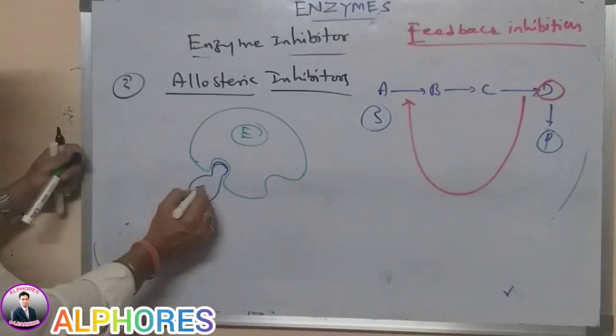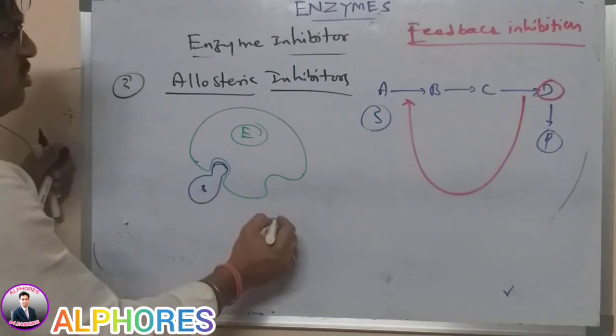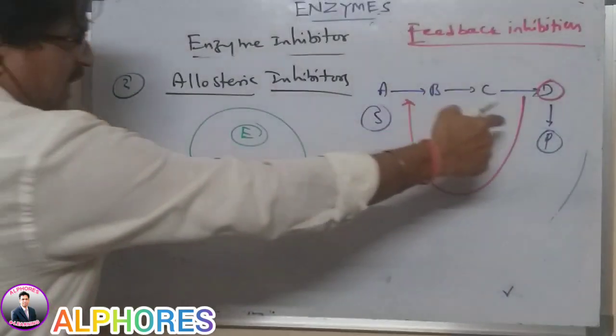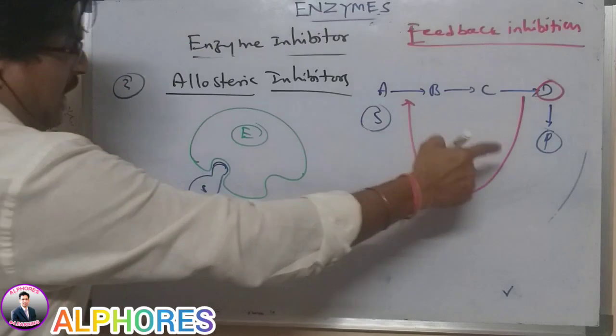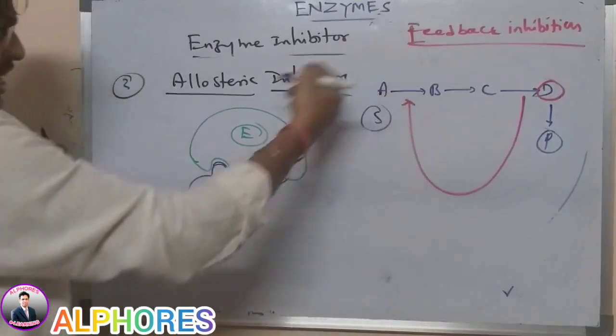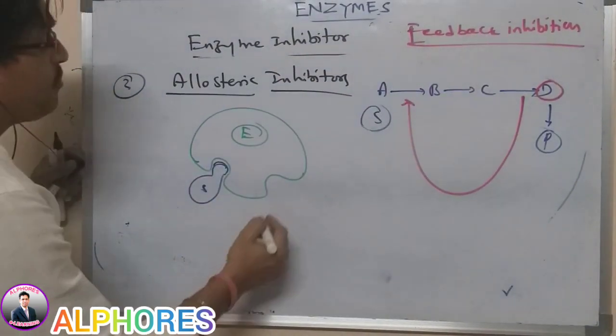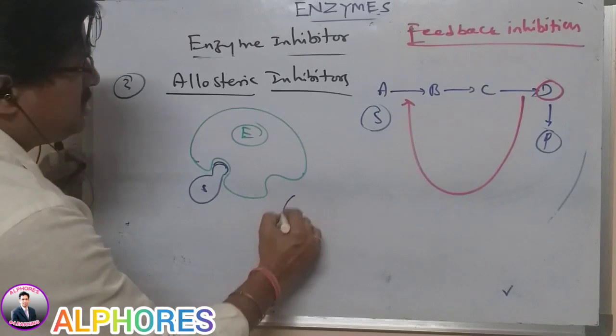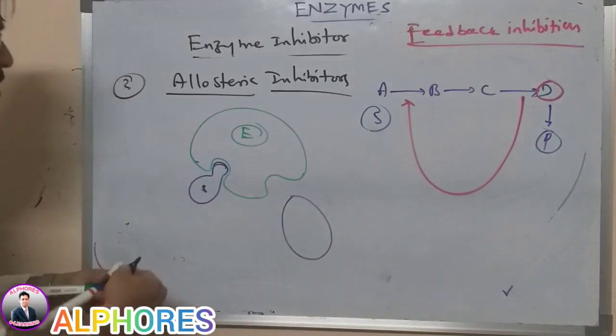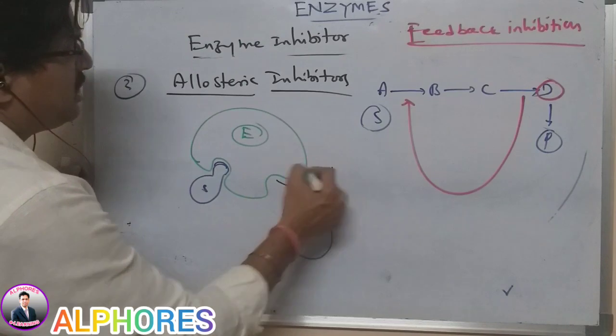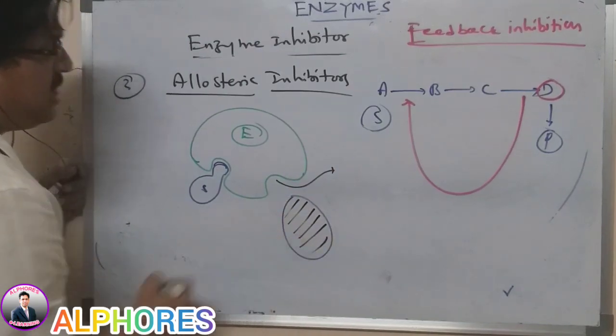This is the substrate. Suppose an inhibitor is there, a feedback inhibitor. Feedback inhibition is nothing but allosteric inhibition; we call them allosteric inhibitors. For example, the inhibitor here in this case is like this one. This is the site for the allosteric inhibitor on the enzyme.